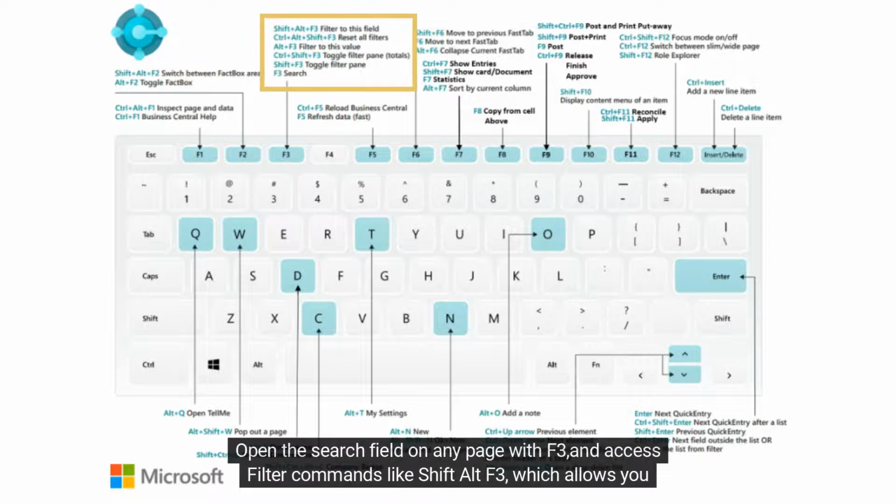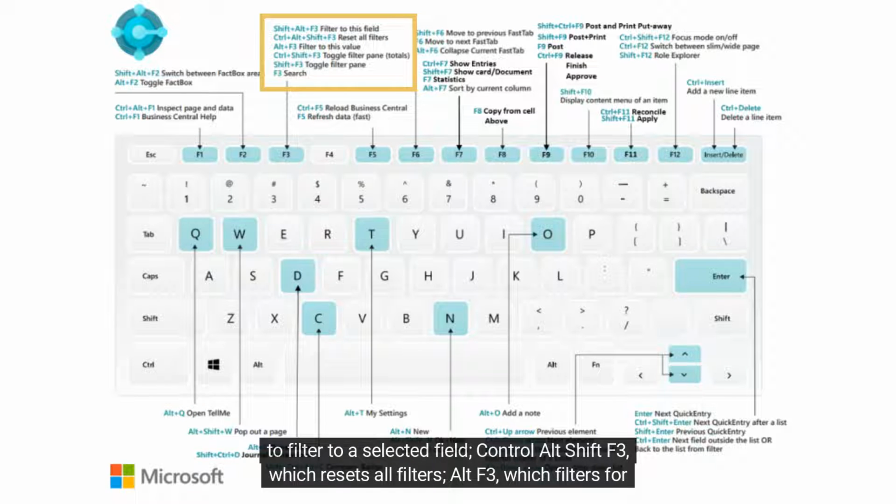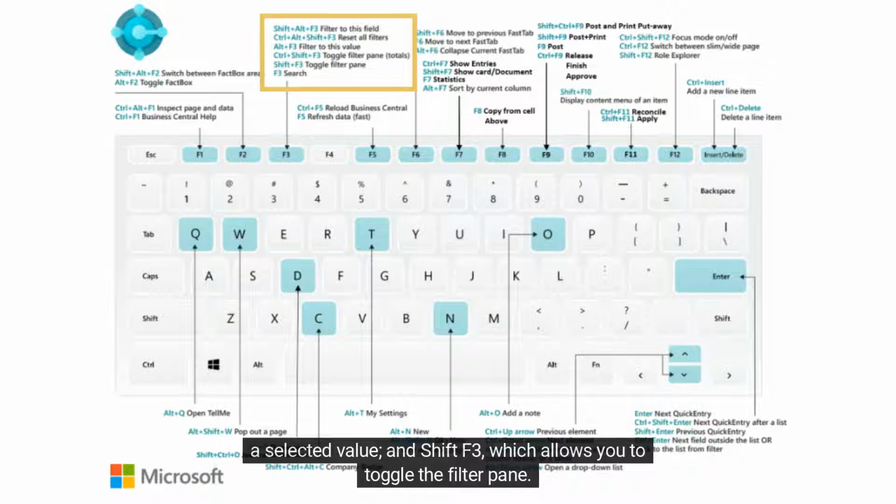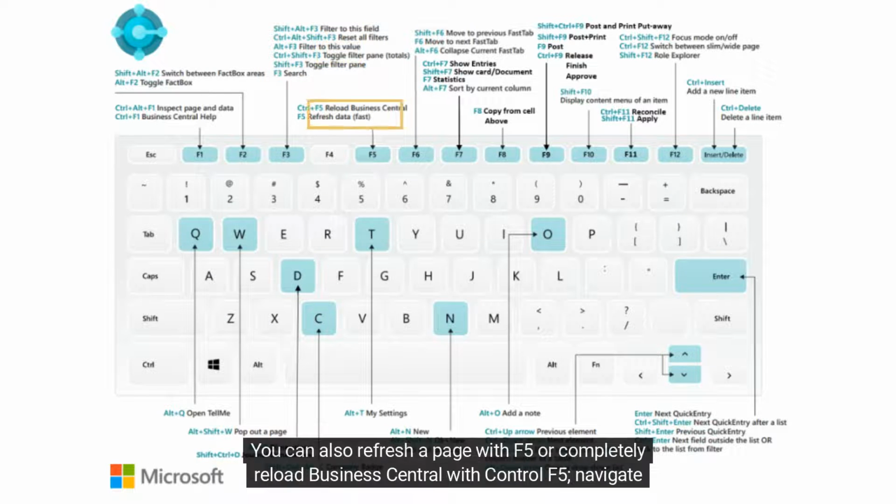Open the search field on any page with F3 and access filter commands like Shift Alt F3, which allows you to filter to a selected field, Control Alt Shift F3, which resets all filters, Alt F3, which filters for a selected value, and Shift F3, which allows you to toggle the filter pane. You can also refresh a page with F5 or completely reload Business Central with Control F5.